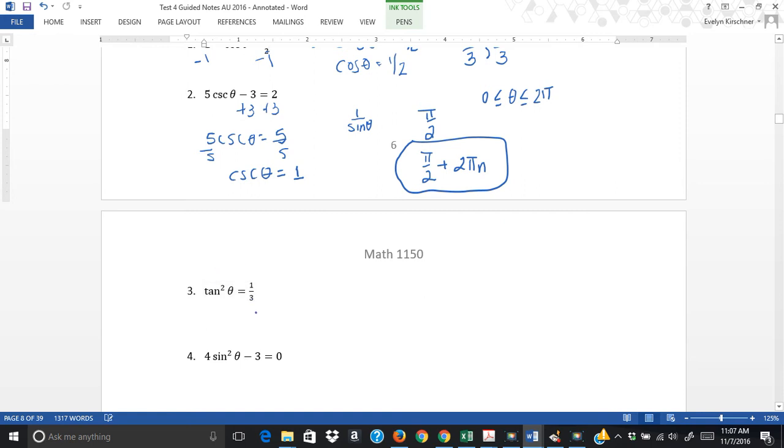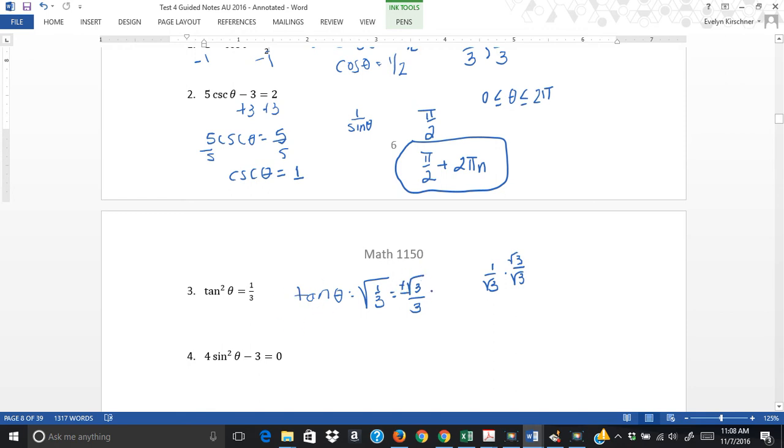Let's look at this one. Tangent squared theta equals 1/3. When I want to solve it, I take the square root. So now I have tan theta equals plus or minus the square root of 1/3, which is the same as the square root of 3 over 3, because it's 1 over radical 3, and I rationalize it. It's plus or minus because it's a square root.